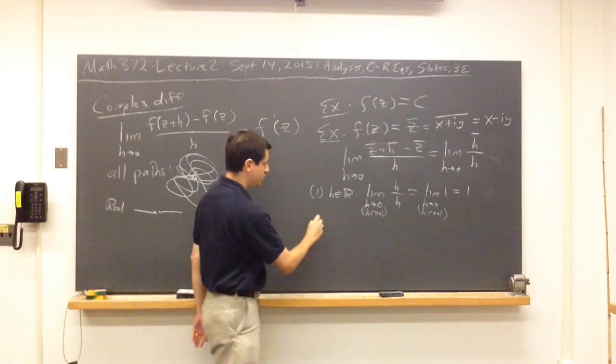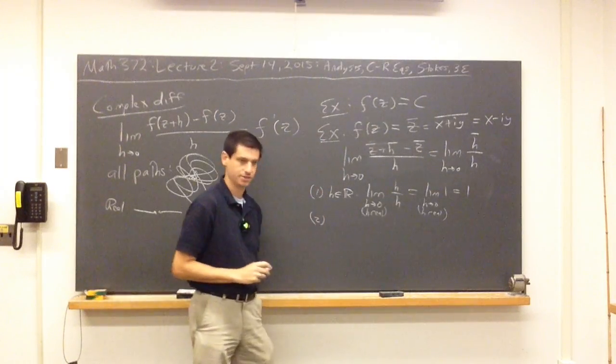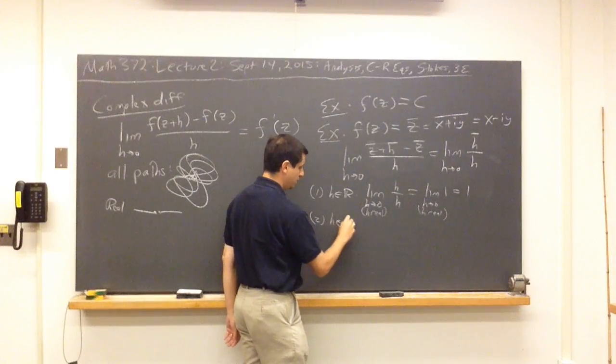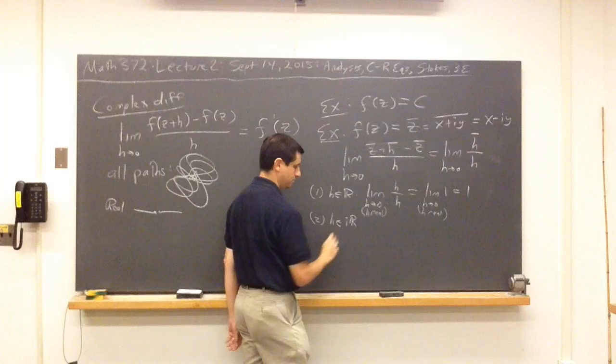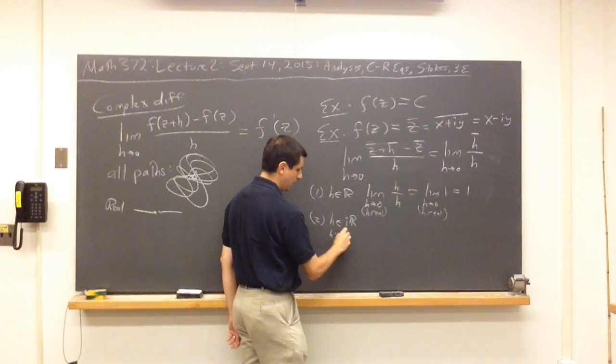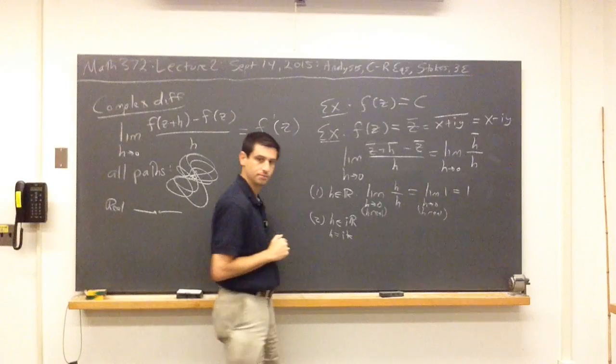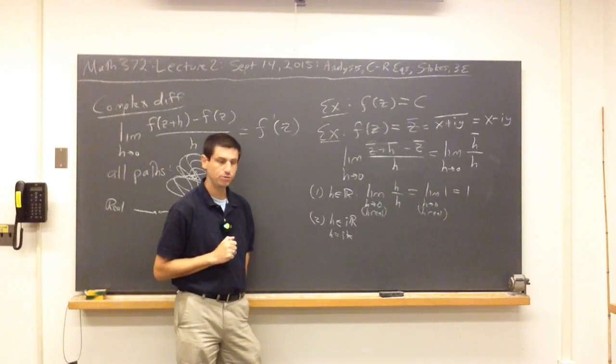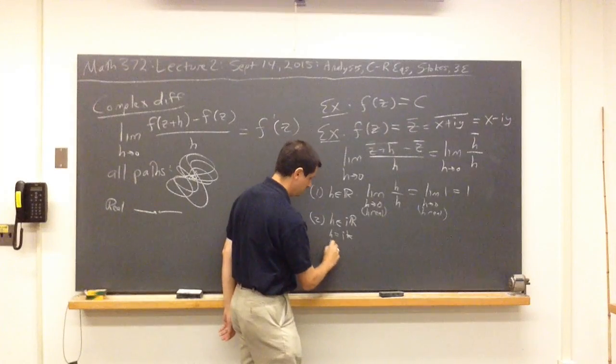Well, the next case is we come down along the imaginary axis. So this would be h is in i times r. And what I'll do is I'll write h as i times k. And if we write it this way, k is real.